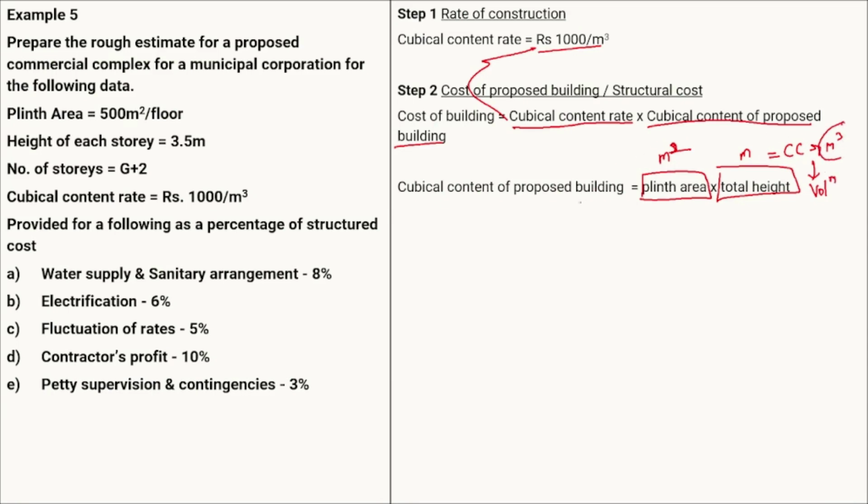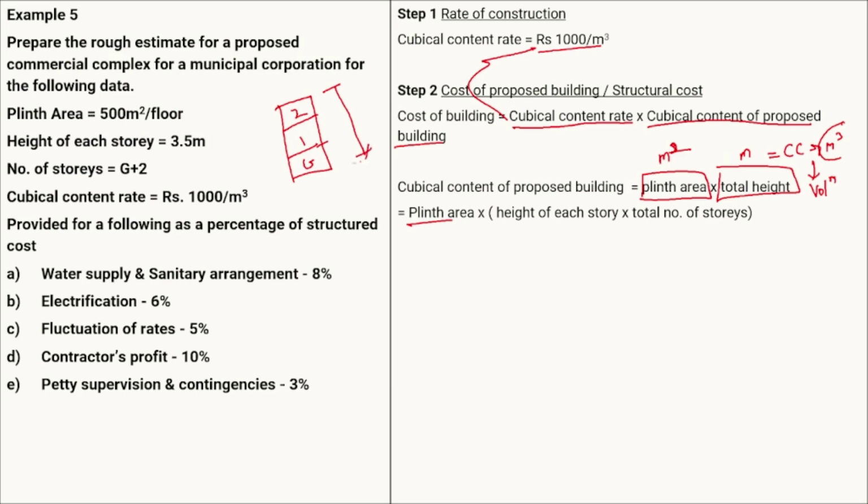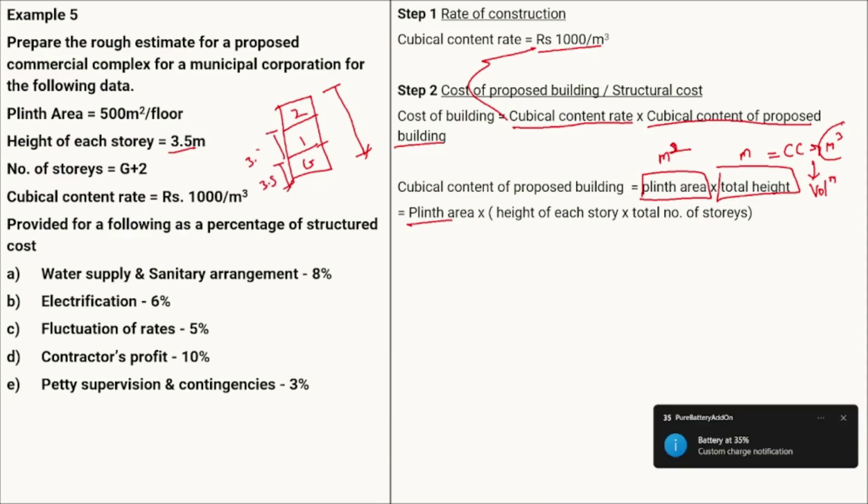So calculating the cubical content of the proposed building: it equals plinth area multiplied by total height. Total height equals the height of each story. Suppose this is your building, and it has three stories: this is G, this is 1 and this is 2. The total height is the sum of these, and the height of each story is given as 3.5 meter. This height is 3.5 meter, this height is again 3.5 meter, and this height is again 3.5 meter.